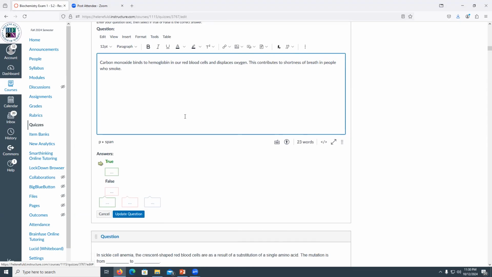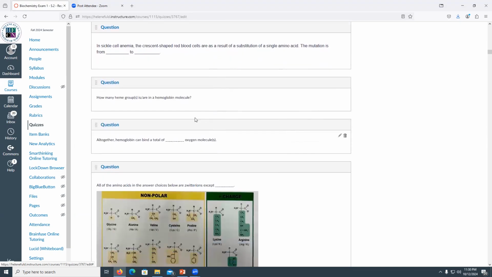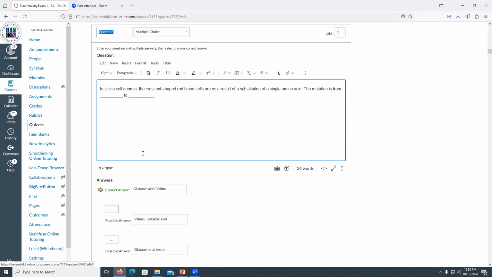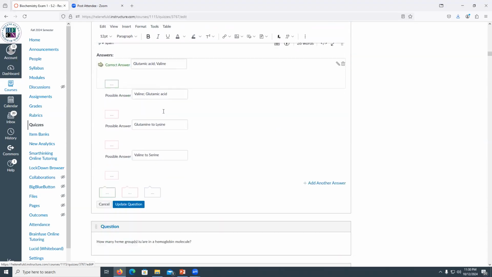That is true. In sickle cell anemia, the crescent-shaped red blood cells are a result of a substitution of a single amino acid. We said single nucleotide polymorphism caused the mutation, and we were supposed to have glutamic acid, and we ended up with valine. So the answer is Glu to Val, glutamic acid to valine.